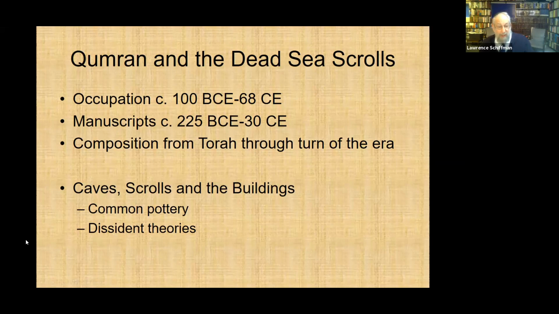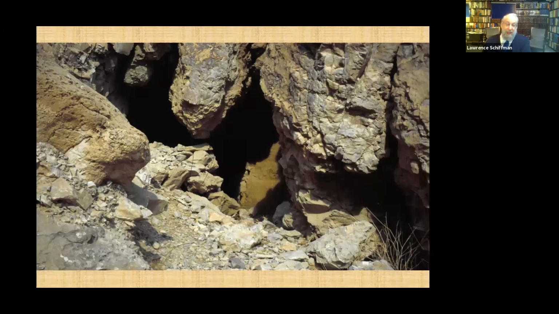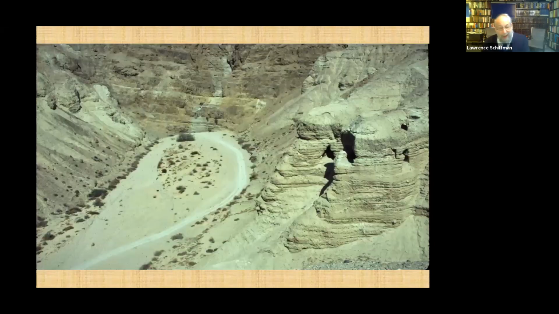Now, continuing along, we have to understand that there are various periods of the occupation of the site. And as you can see on this chart, we're really concerned with the period of the sectarians from 100 BCE to 68 CE, because we are going to accept the general theory that this area, and specifically these caves, here you see a picture of the entrance to Cave 1, here you see the Wadi, and you see Cave 4, opposite it, and other caves are located up in behind it, and also closer to the site.